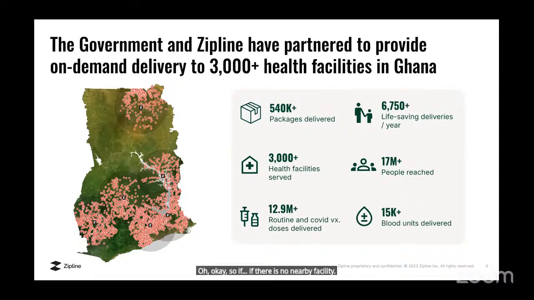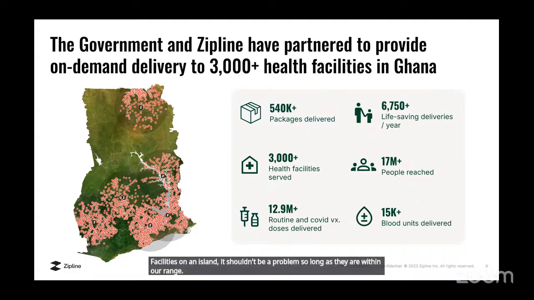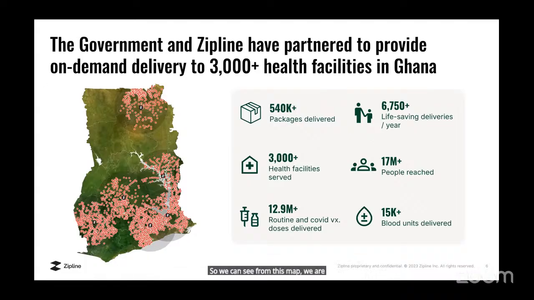Okay. So we are able to fly over water. If the facility is on an island, it shouldn't be a problem so long as they are within our range. We can see from this map that from Omenako or Suhum, we are able to reach Eche, which is after the Volta Lake. And we actually do serve some islands in those locations. But of course, we are not able to reach everywhere.